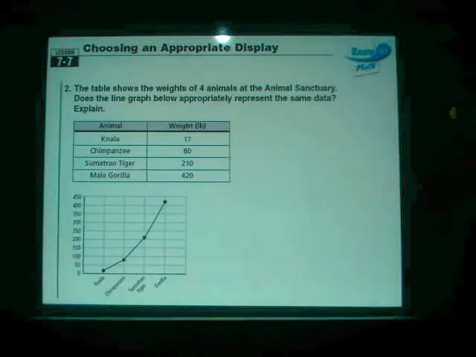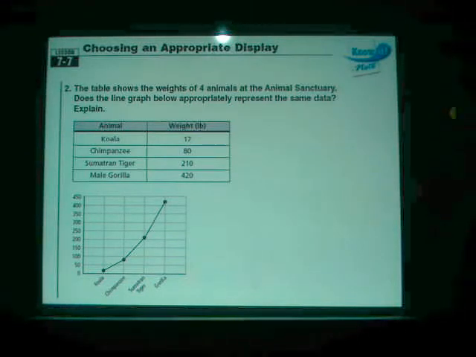Okay, the table shows the weights of 4 animals at the animal sanctuary. Does the line graph below appropriately represent the same data? And then we are to explain. Well, let's think about what we have here. We have a line graph. And we know about a line graph because a line graph really is only supposed to represent data over time.